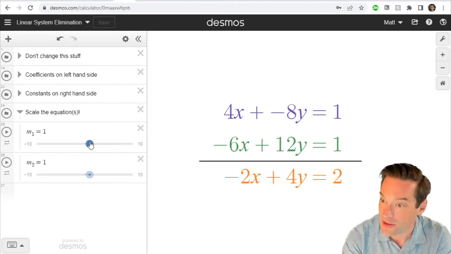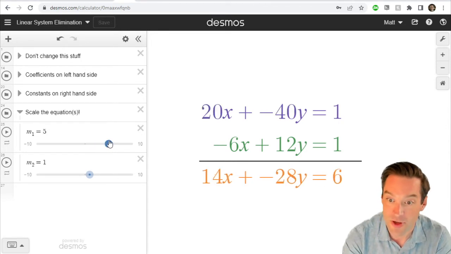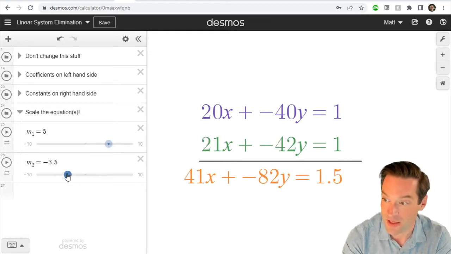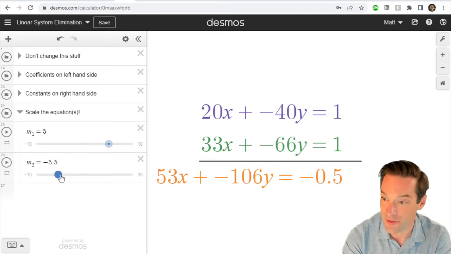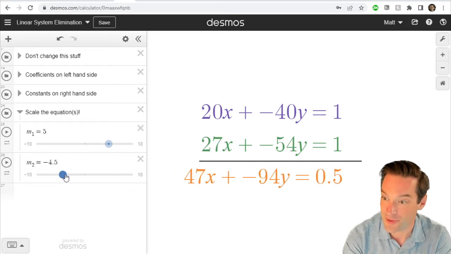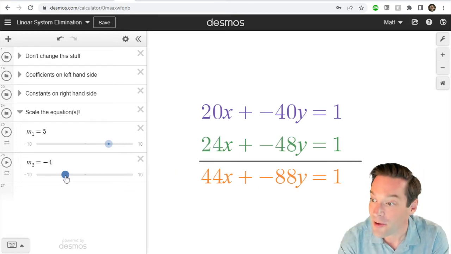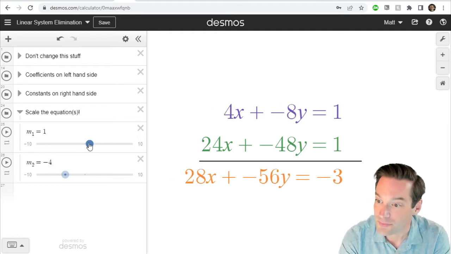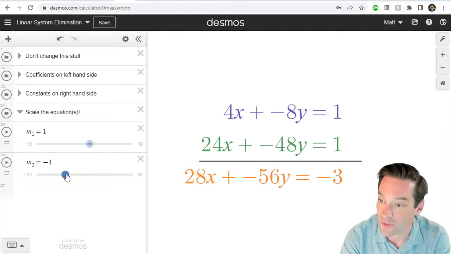So I can use this little slider here to multiply my first equation by whatever, right? So if I multiply my first equation by 5, then I could multiply my second equation by -4. And if I added those together, that's not going to cancel one of my variables. So if I go back to the original, so here's the original.